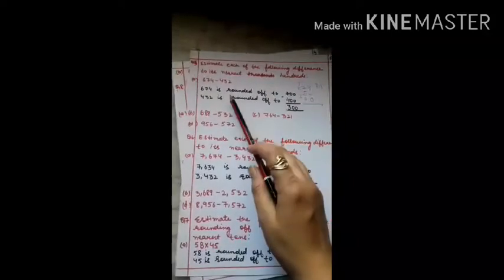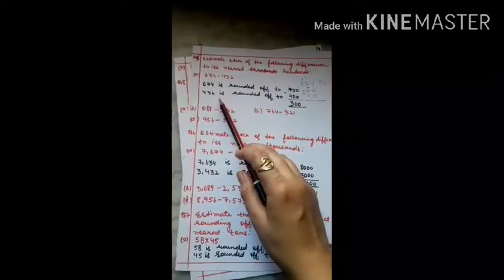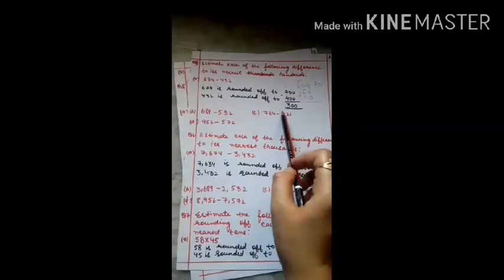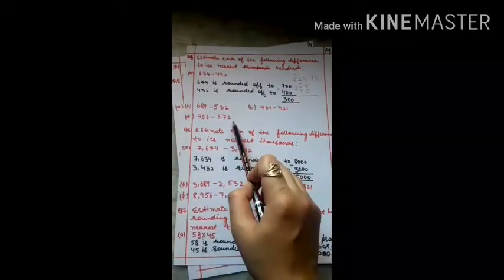Same procedure you will follow. 432: 3 is less than 5, so no change will be done. You can write 400 here. B, C and D parts will be done by you.